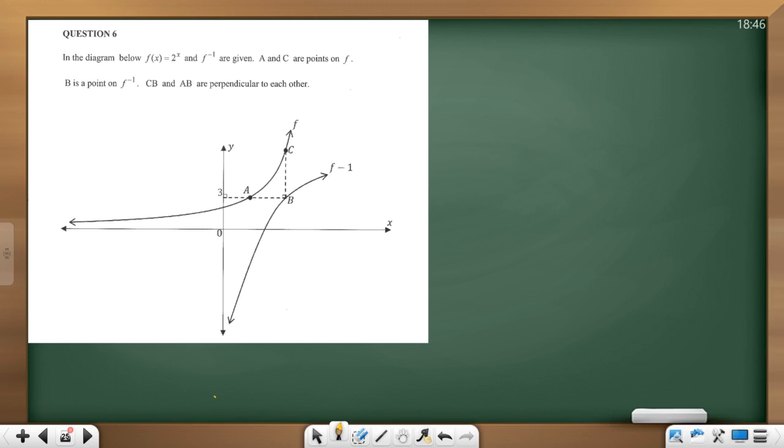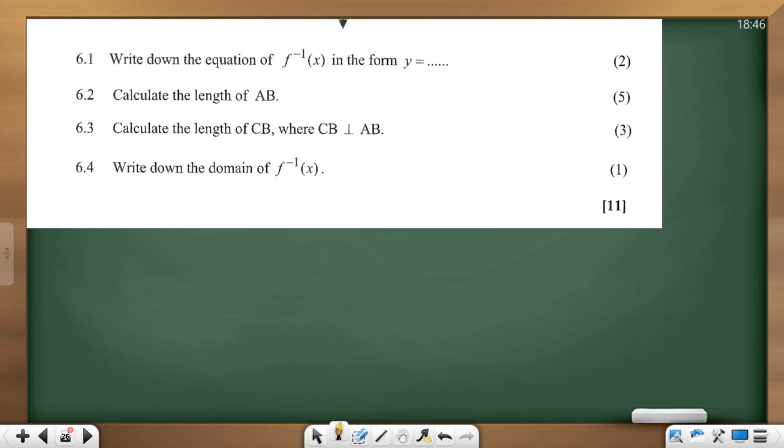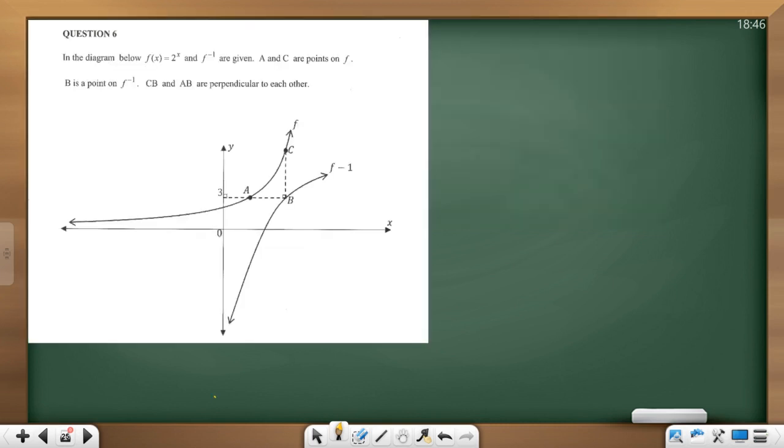All right, let's look at this. Interesting. In the diagram below, f of x is 2 to the power x, which is exponential, and the inverse are given. A and C are points on f, B is on the inverse, and CB and AB are perpendicular. Lovely. Just interpreted the whole question now. And the first question is: write down the equation of the inverse.